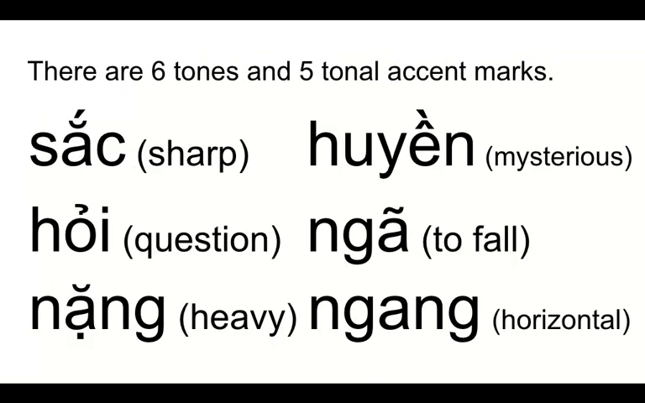These are the names of the tones in Vietnamese. Sắc, it means sharp, literally. Huyền literally means mysterious. Hỏi literally means question. Ngã means to fall. Nặng means heavy. Ngang, it literally means horizontal. So these are the literal definitions of these words, and these words are the names of the tones and the accent marks.